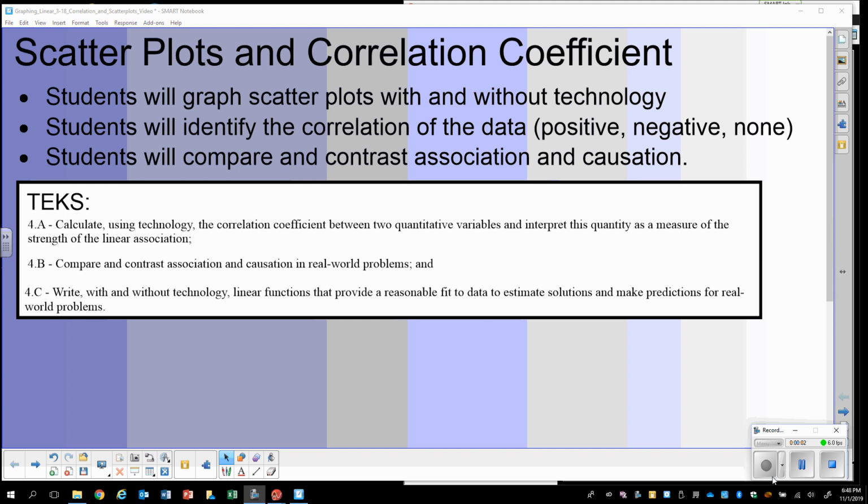All right, in this lesson, we're going to be talking about scatterplots and correlation coefficient. By the end of this lesson, you should be able to graph scatterplots with and without technology. You should be able to identify the correlation and the correlation coefficient. And then you should also be able to compare and contrast association versus causation.